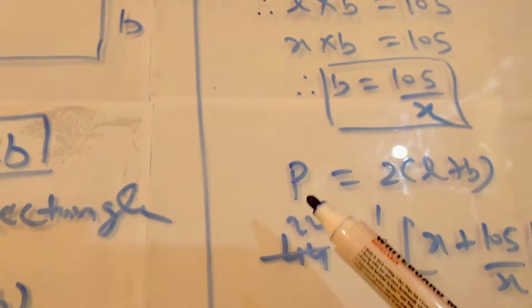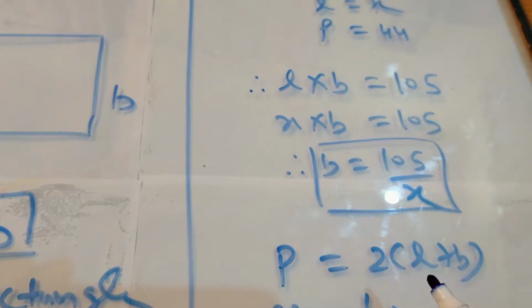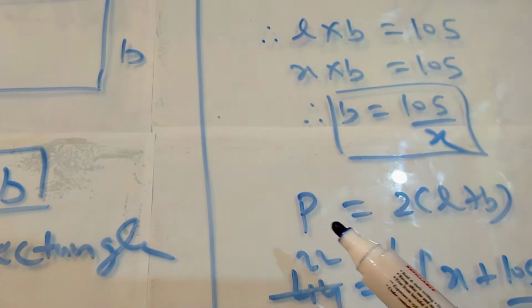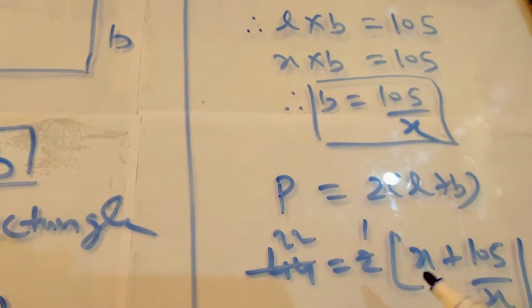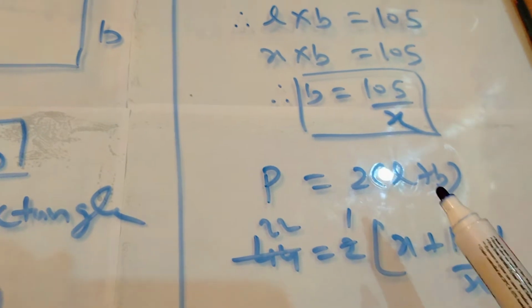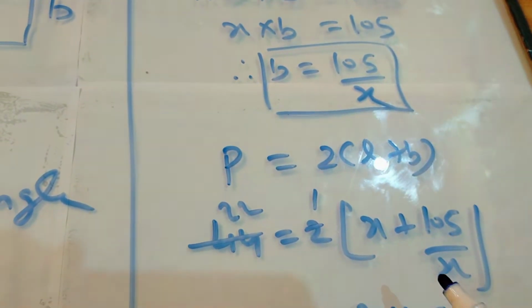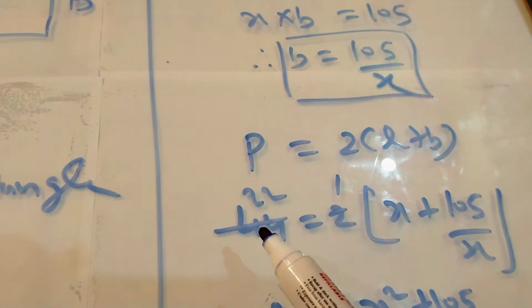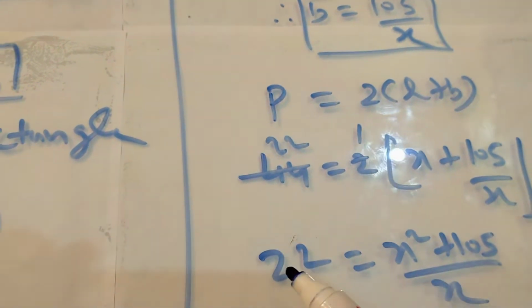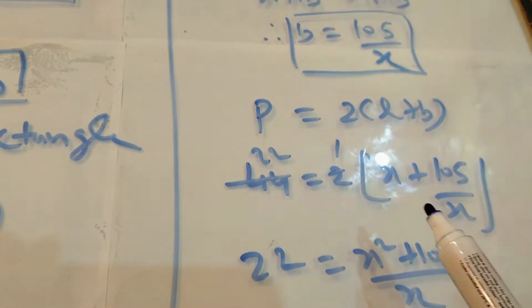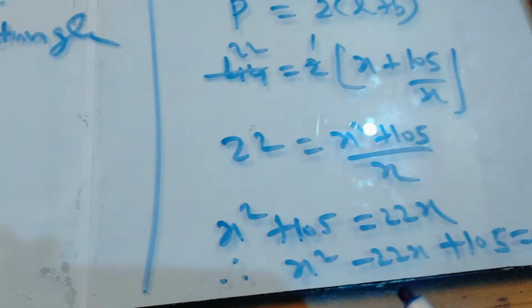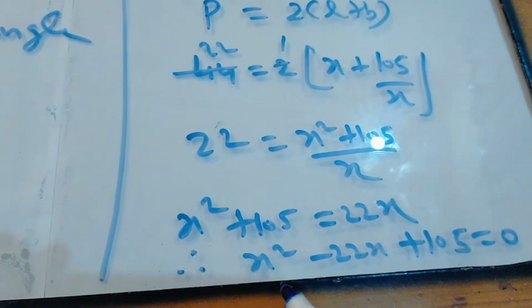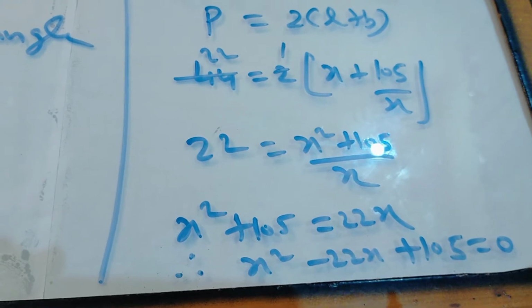Now the perimeter formula, we know, is 2 times (L plus B). In place of the perimeter I have written 44, 2 times L, in place of L I have written x, and in place of B I have written 105 over x. This 2 will cancel with 44, giving 22. After taking the LCM and cross multiplication, you get this line, and finally you have the quadratic equation x square minus 22x plus 105.